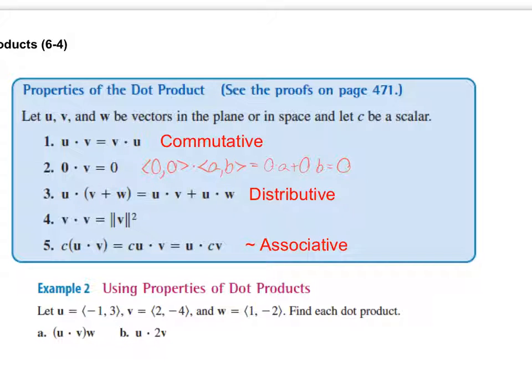The next thing we have here is the distributive property with a dot product. Now check this out here. If I do vector v plus vector w, am I going to get a vector or a scalar?